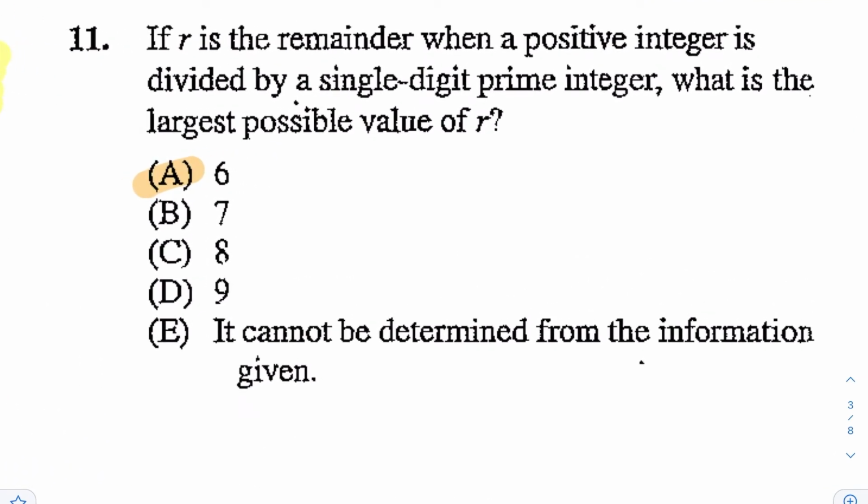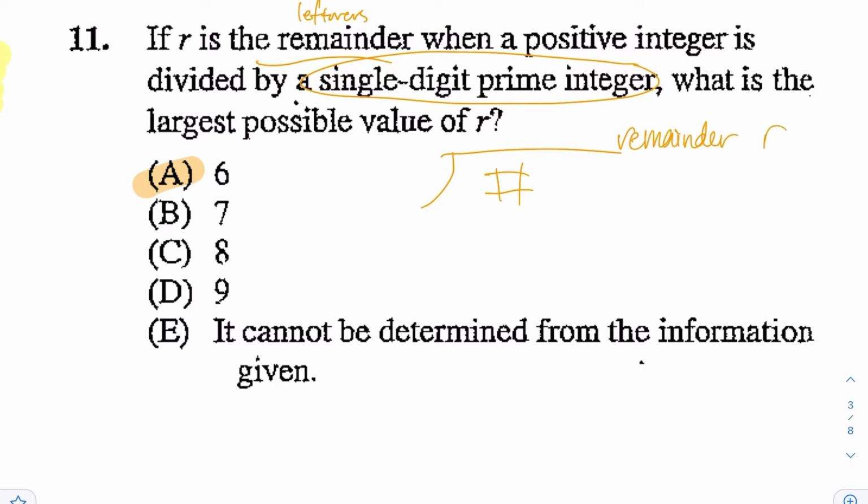Next, for number 11, if r is a remainder when a positive integer is divided by a single-digit prime number or integer, what is the largest possible value of r? So it's the remainder, or the leftovers, when a positive number is divided by a single-digit prime integer. So you don't know what the number is, but you're dividing it by a single-digit prime integer. So if you want the biggest remainder, then you want to make this divisor here really, really big.